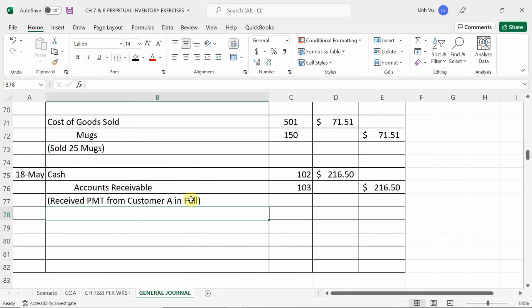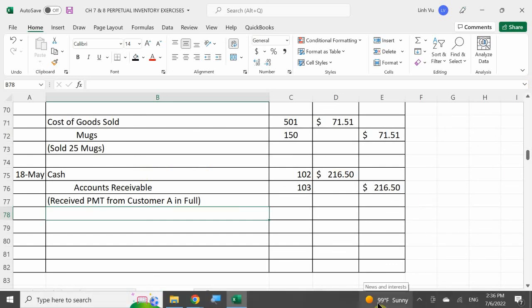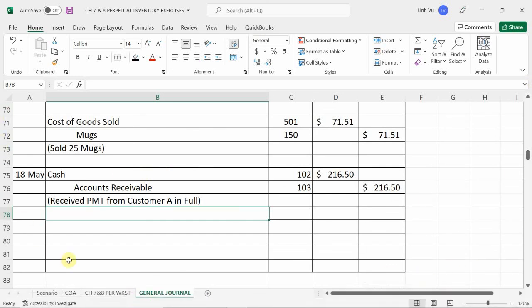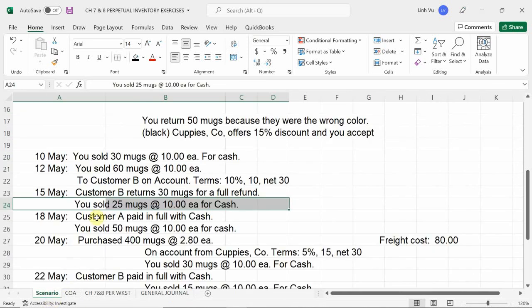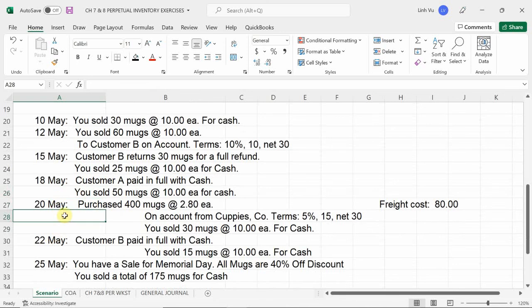All right. So they're going to receive payment from customer A in full. Okay. And again, because we're just receiving a payment, we didn't sell to them, we already sold to them. So there's really no point after that to add anything other. Okay, so let's do this last transaction here, and then we'll take a quick break.